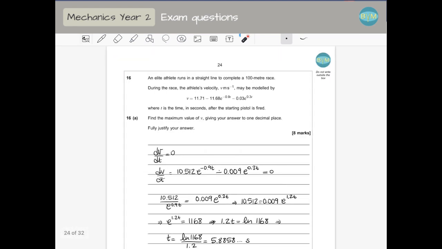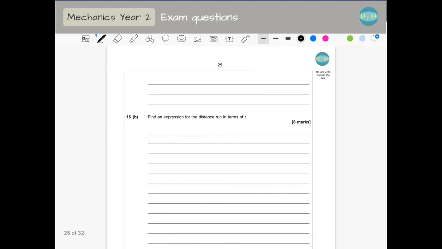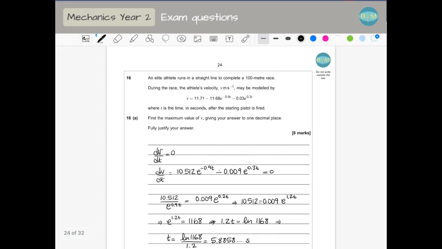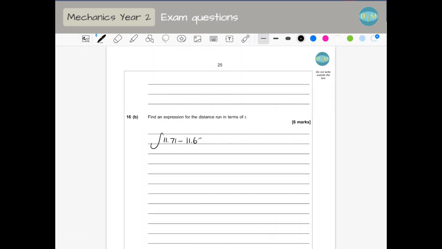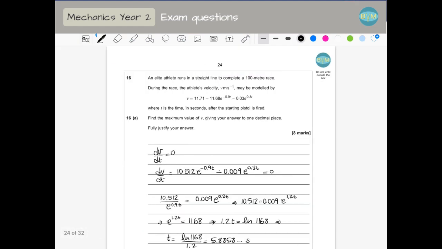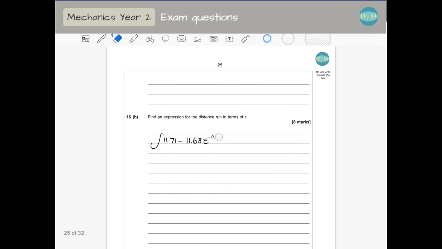So what we are going to do to find the distance is to integrate the velocity. Yeah, we are going to integrate this expression. So the distance is going to be the integral of v dt. So the 11.71 minus 11.68 e to the power minus 0.9 t, minus 0.09 t and minus 0.03 e to the power of 0.3 t dt.